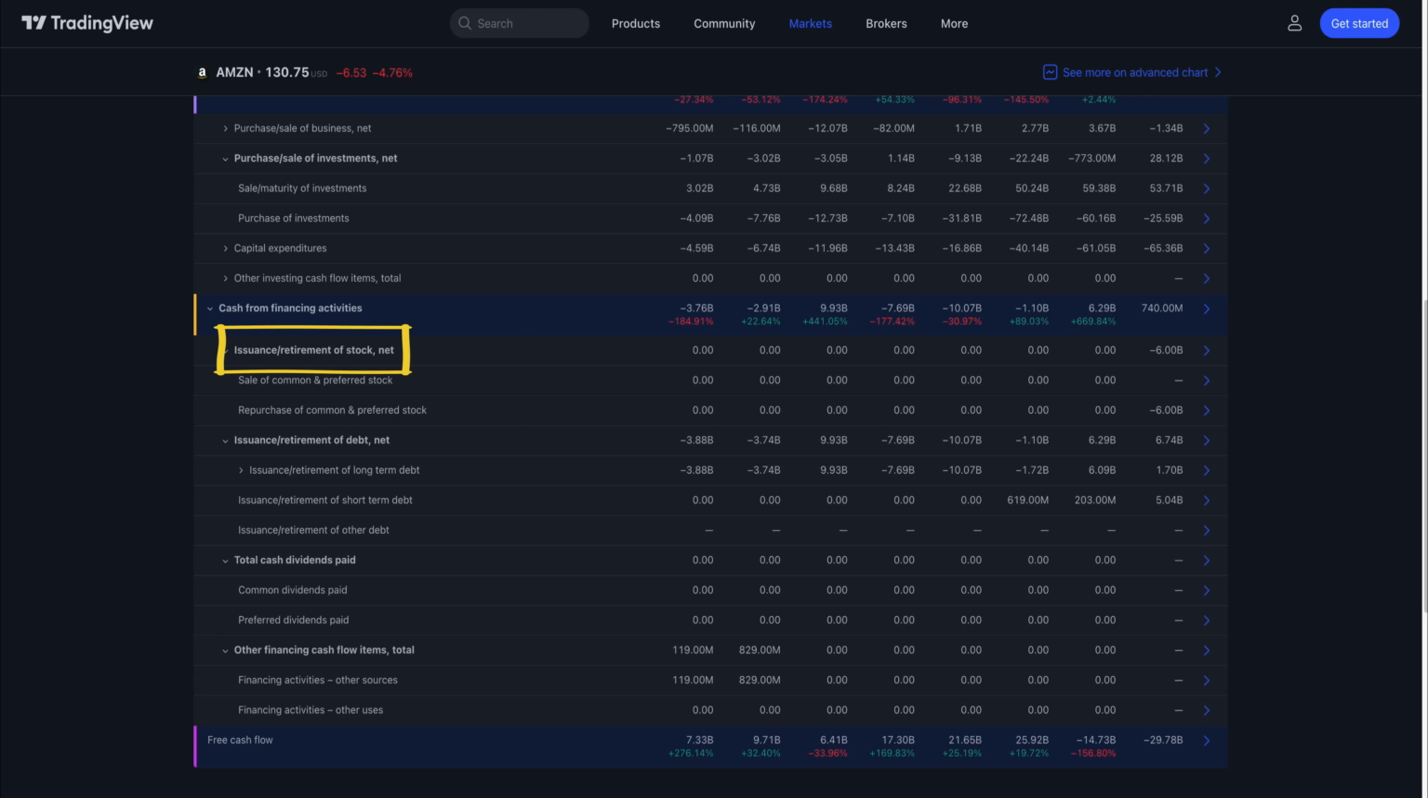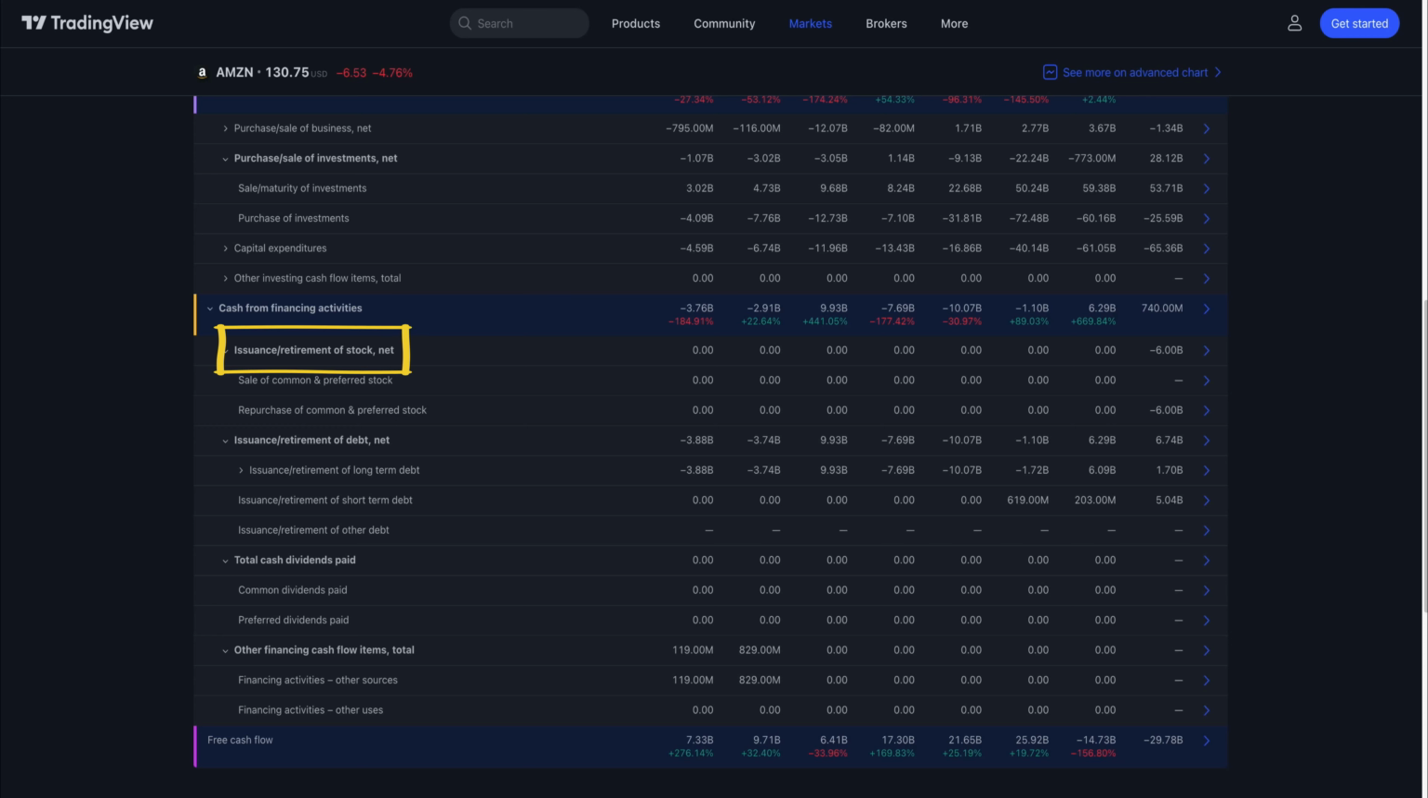Now let's get back to Amazon's cash flow statement and focus on the free cash flow, which is the cash left over after the company pays for its operating expenses and capital expenditure. As mentioned earlier, this metric is very important and it serves as a measure of profitability. Thus, it is a key indicator of the financial health of the company.